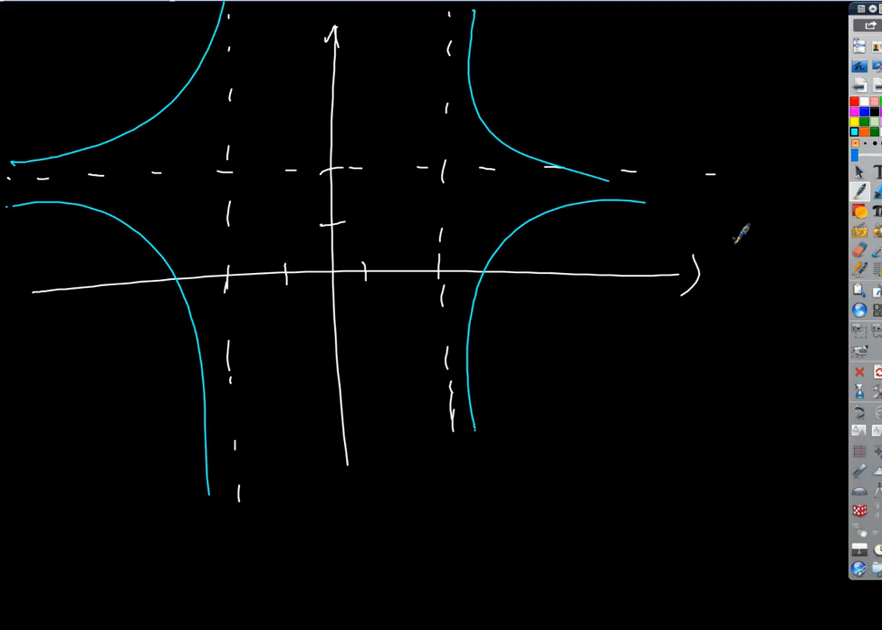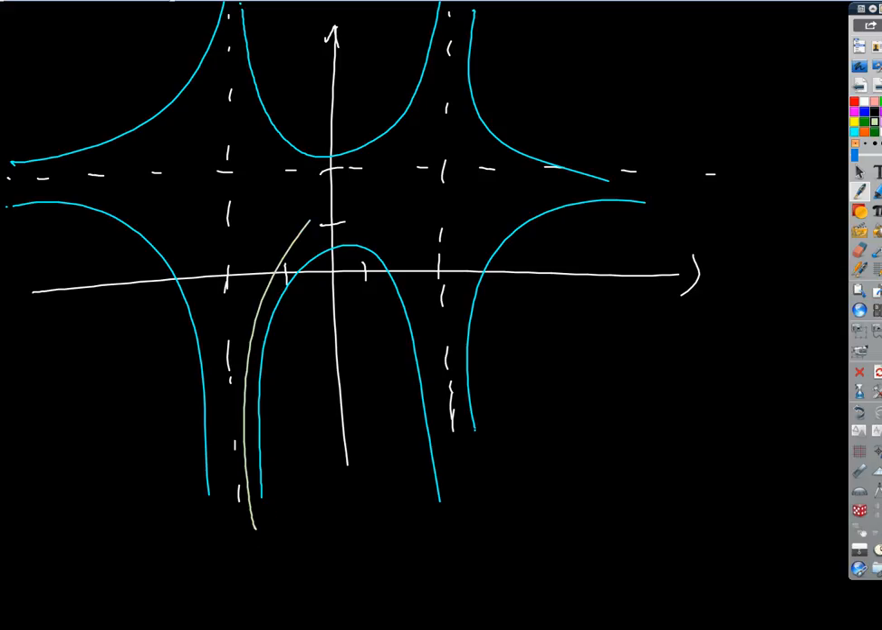Now, in between, there's a few more possibilities, right? It could do that, or that, or something like that. But you get the idea. Once you know where those asymptotes are, that tells you on a large scale what this thing's going to look like. And then we'll just use our table to find out the little nuances in between.